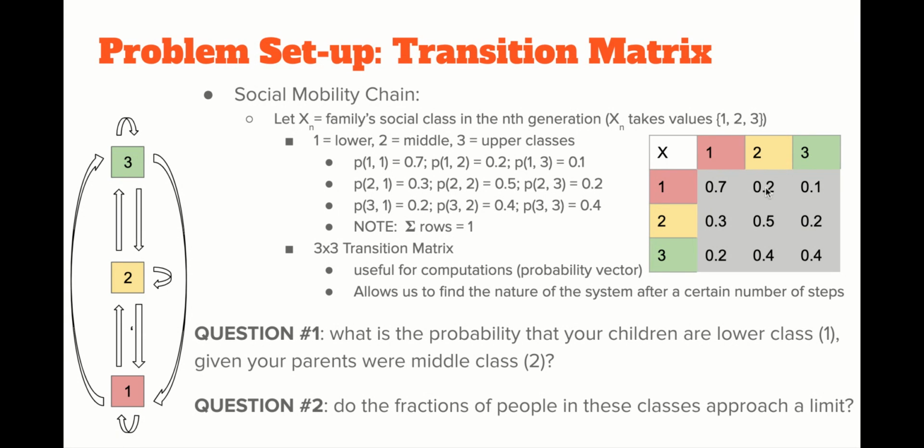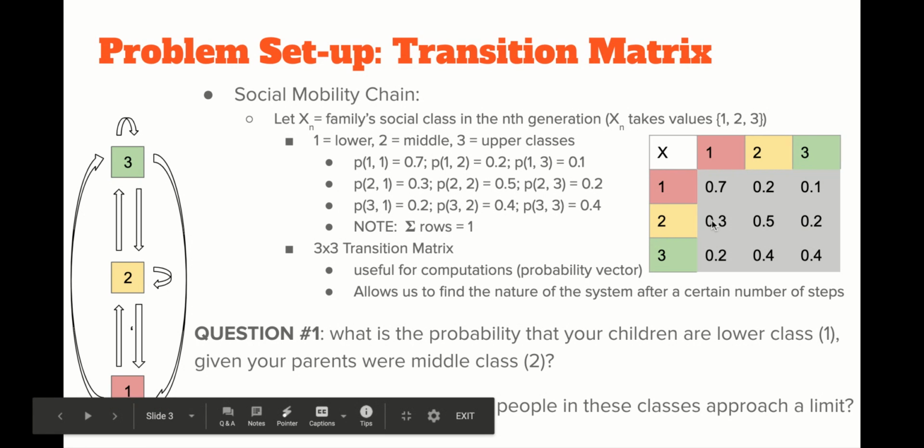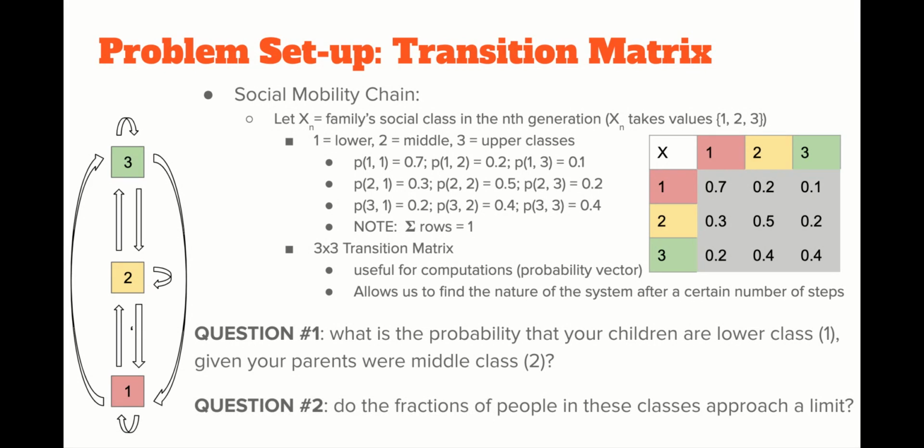And then similarly, the probability of going from 1 to 2 is 0.2, so we drop that just to the right of that. The probability of going from 2 to 1 is 0.3, so we drop it right below 0.7, and we fill out our matrix this way. And it's important to note that the rows of a transition matrix sum up to 1. It's just a property of transition matrices. And we'll see that the transition matrix is very useful for various computations, and it allows us to see the nature of the Markov chain after a certain number of steps and its long-term behavior.